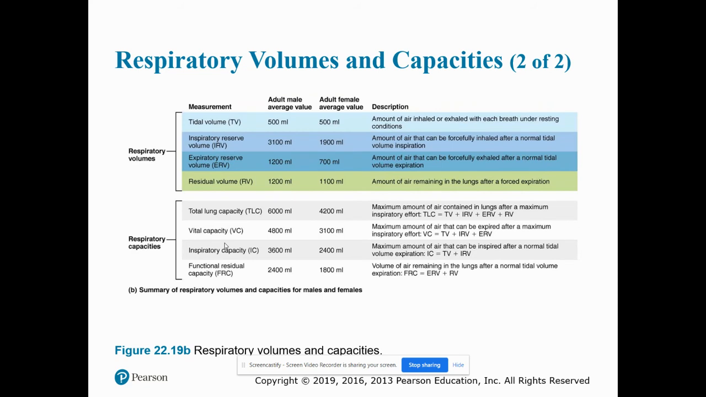This is just showing you the measurements again, both respiratory volumes and respiratory capacities, and the values that you would expect with an average adult male and an average adult female, and then a description of each.